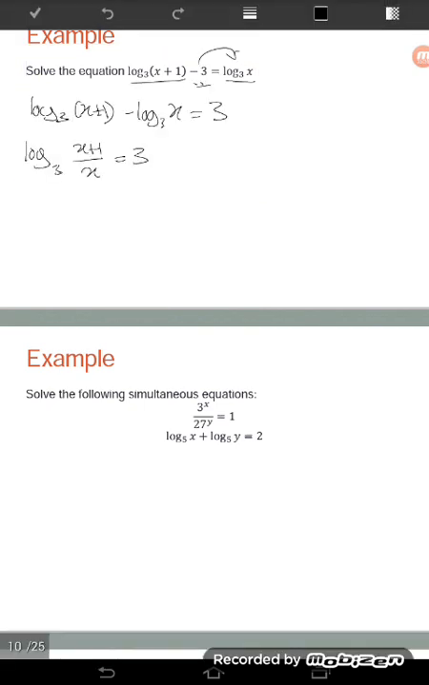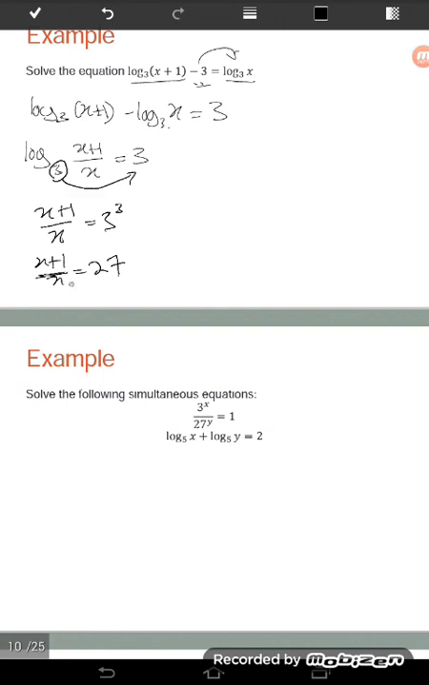Okay, so in order to change into index, this base we need to bring to the right. Okay, so 3, bring to the right. So this 3 will kick this 3 up. So x plus 1 over x equals 3, it will kick this 3 up, 3 power of 3. So x plus 1 over x is equal to 27.